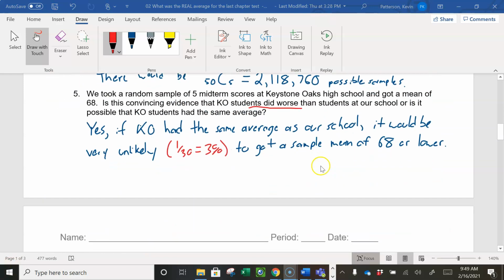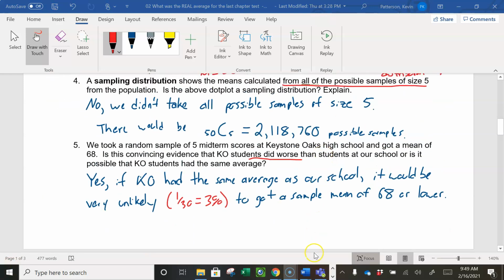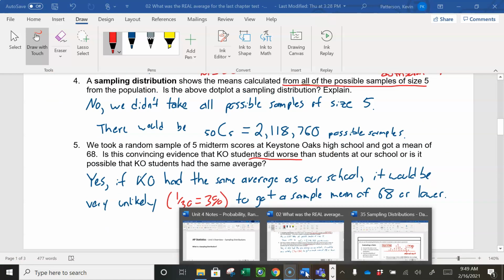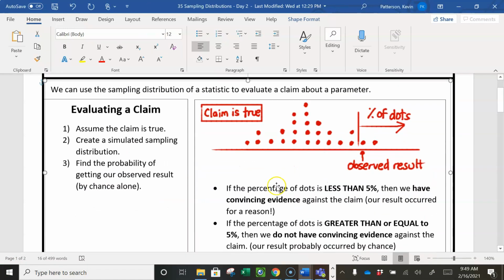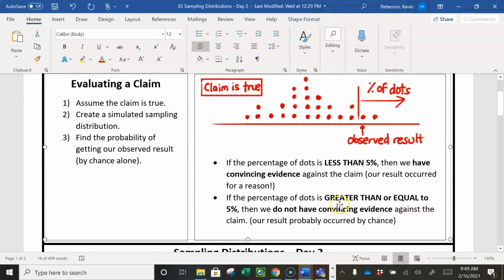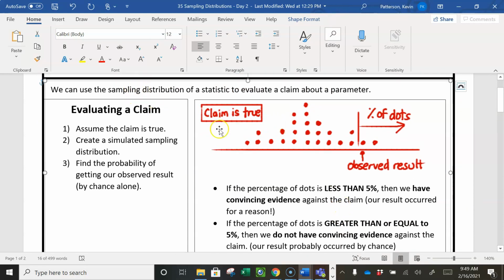Okay, so before you turn this video off, let's take a quick look at the flip chart notes. So the flip chart notes we should be looking at are sampling distributions day 2. So there's not a lot on here. It's just kind of talking about what we did in this activity. So we can use the sampling distribution of a statistic, in this case it was X bar, to evaluate a claim about a parameter, which was mu. We were trying to figure out something about the population mean.